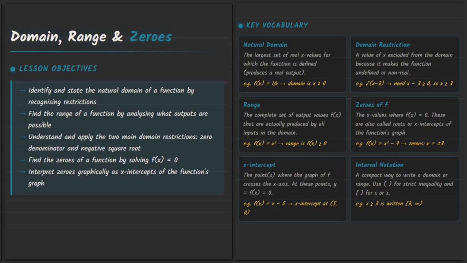In this lesson, we are looking at the domain, range, and zeros of a function. By the end of this lesson, you should be able to identify and state the natural domain of a function by recognizing its restrictions. You should be able to find the range of a function by analyzing what inputs are possible. You should be able to understand and apply the two main domain restrictions, that is the zero denominator and the negative square root. You should be able to find the zeros of a function by solving the function being equated to zero. And finally, you should be able to interpret zeros graphically as x-intercepts of the function's graph.